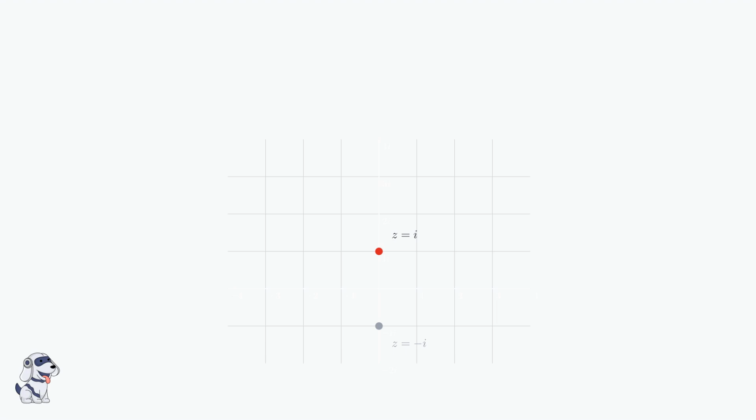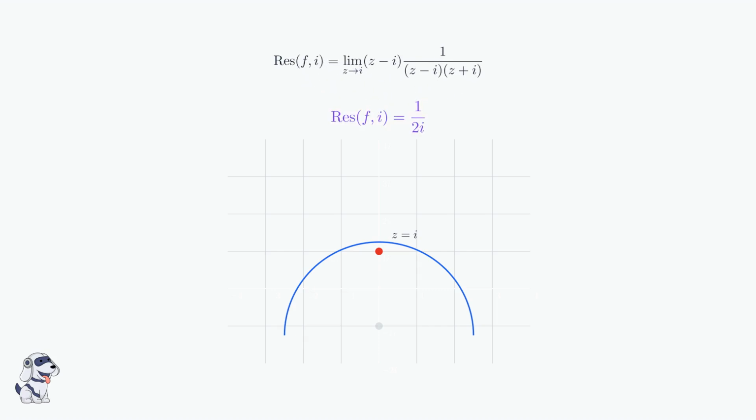Looking at our complex plane, we have two singularities, one at positive I and one at negative I. We are using an upper half-plane contour, which means we only care about poles located above the real axis. The pole at negative I sits outside our region, so we simply ignore it. To find the residue at z equals I, we multiply our function by the term z minus I and take the limit as z approaches I. After simplifying, the residue is 1 divided by 2I.